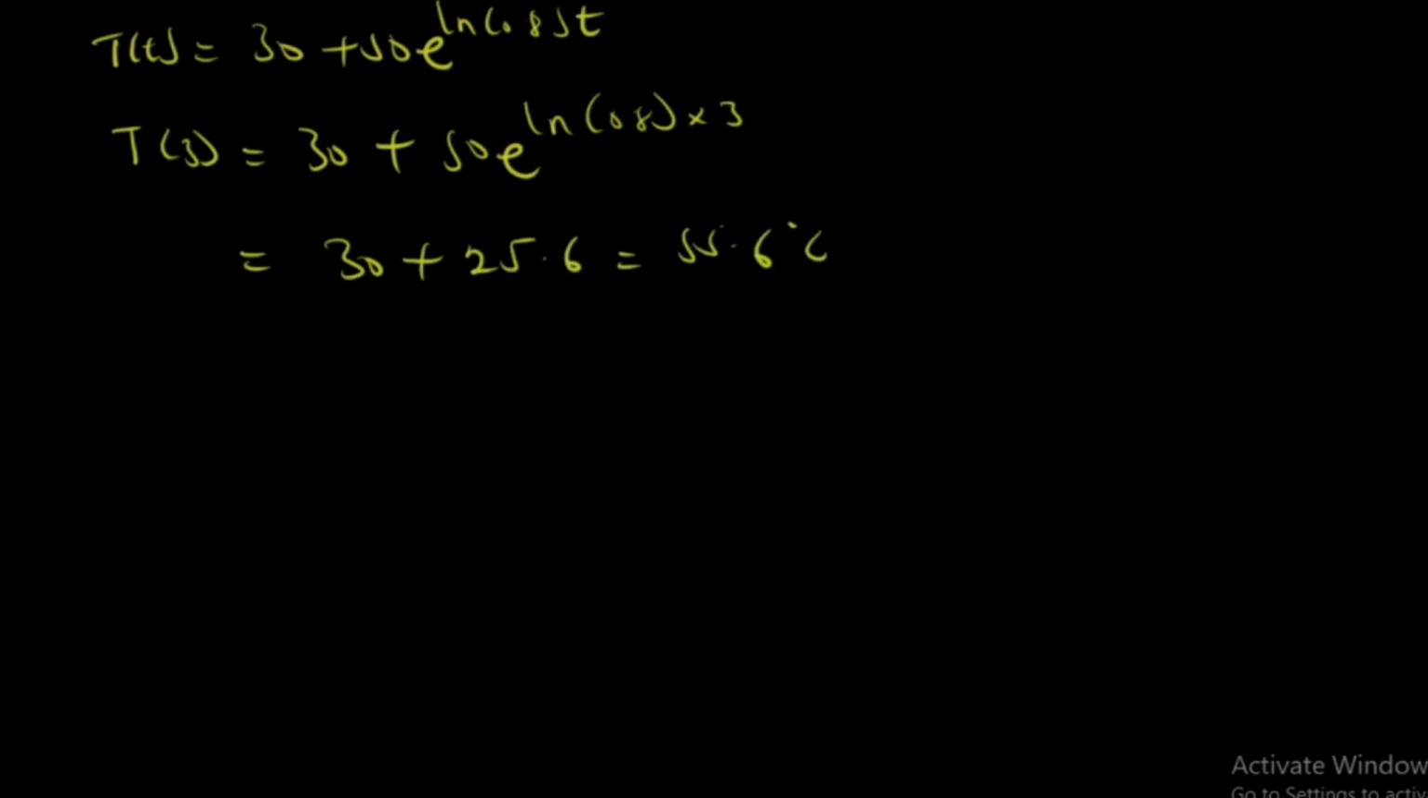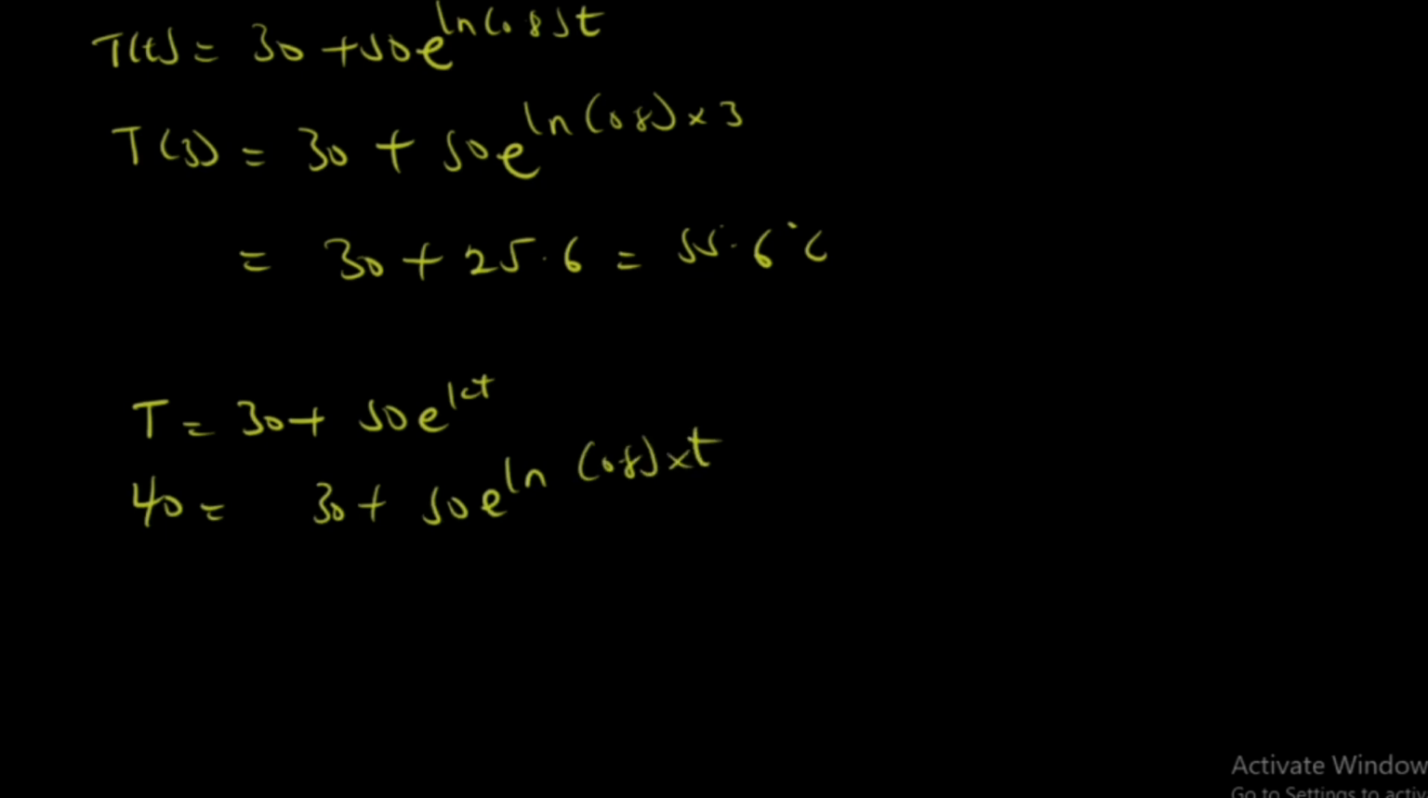Very simple as that. They are also asking us to find at what time the water cools down to 40 degrees. So you are finding time. We now know T is equal to 30 plus 50e^(kt). They gave us 40 degrees. So 40 is equal to 30 plus 50e^(ln 0.8 times t). Are you getting it? When we do that correctly, we find our t.